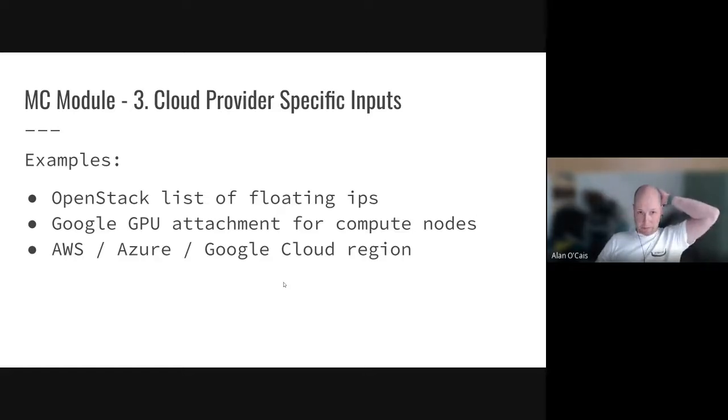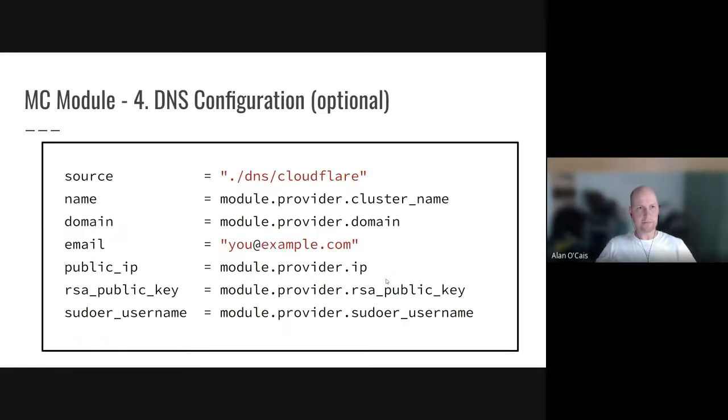Some cloud provider specific stuff. For OpenStack, for example, you might want to give the list of floating IPs that you have available to you. You may want to configure the specific floating IP that you want to use. For Google GPUs, you need something special to attach GPUs. I've never used that myself. And then this idea of regions, right? Different providers have this idea of regions as well, and you need to provide that in a particular way.